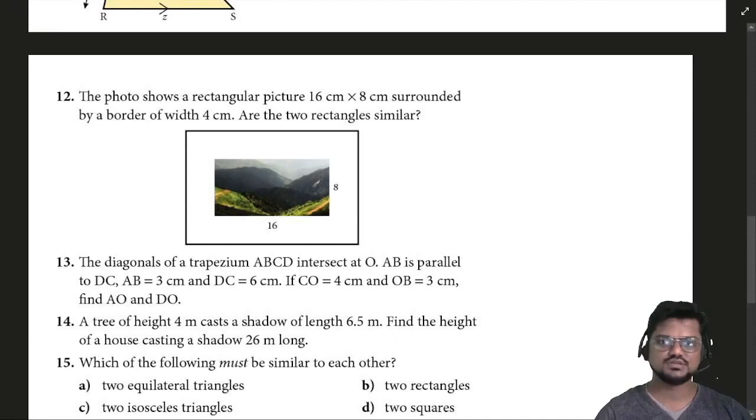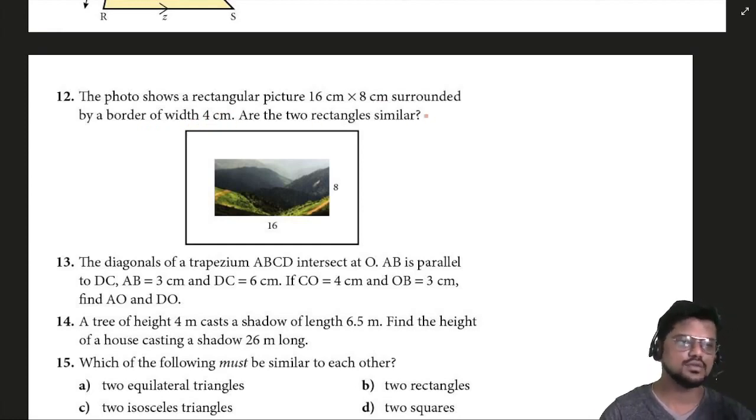Now the next question. The photo shows a rectangular picture, 16 centimeter by 8 centimeter, surrounded by borders of width 4 centimeter. Are the two rectangles similar? They will not be similar. The similarity is only in terms of triangle. It will not be in terms of rectangle. Even if the angles are equal, they cannot be said to be similar.